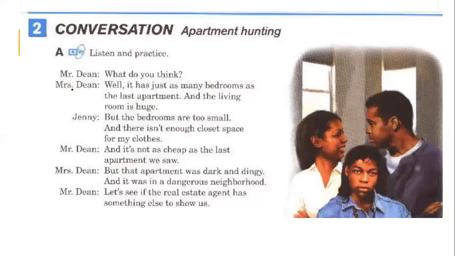And for this, we have this conversation. The last thing we're going to be working on tonight is this conversation, which is apartment hunting, when you're desperately looking for apartments. It says, what do you think? This is a conversation between Mr. Dean, Mrs. Dean, and their daughter, Jenny.